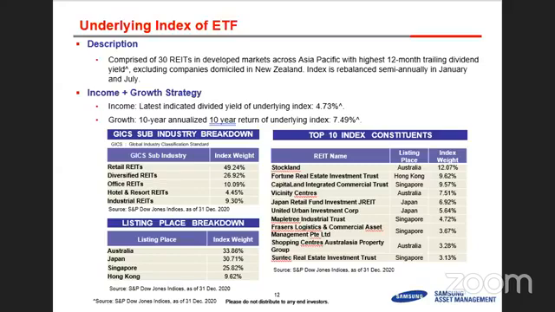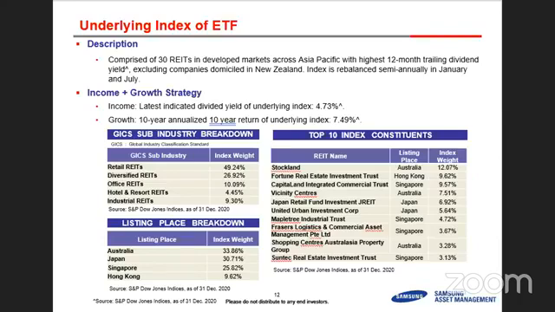The reason why we single out New Zealand is because the regulation there tends to be a little bit different. So there is no REIT structure per se in New Zealand, but has something similar. So strictly speaking, New Zealand should be excluded. The index will be rebalanced semi-annually in January and July.